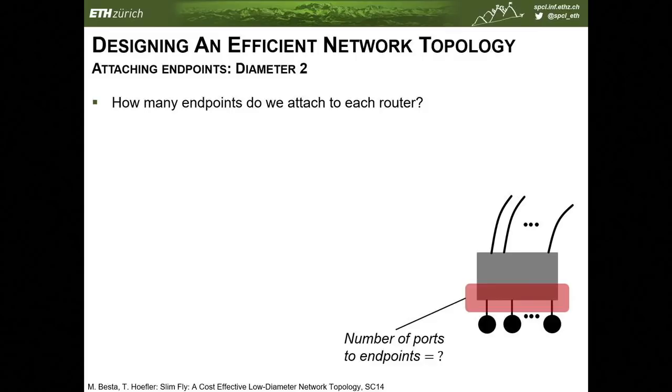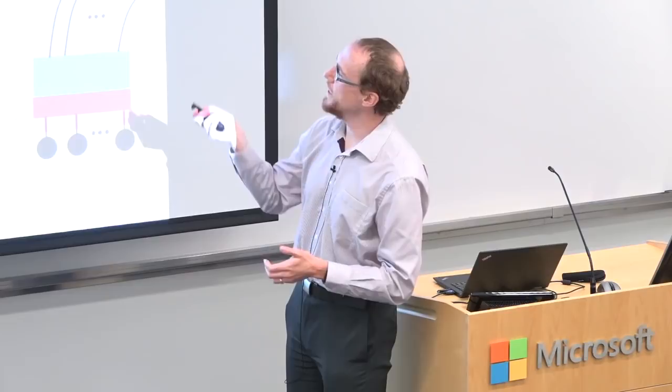So now the question is, now we have built the network of switches. Right? So now we have connected all the switches. But of course, switches are kind of useless without servers. So how do we now put these servers into place? And that's a very simple question. How many endpoints do we attach to each router?